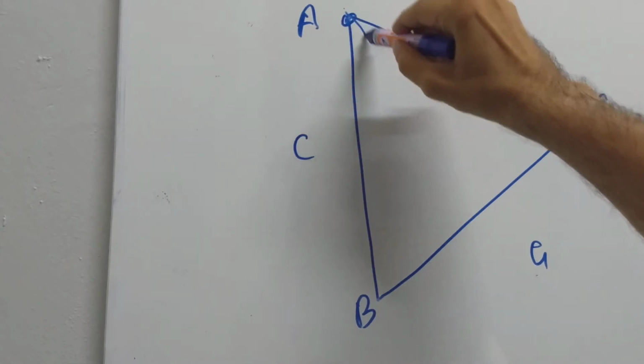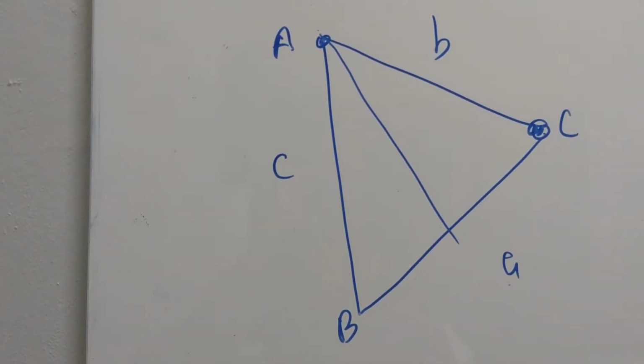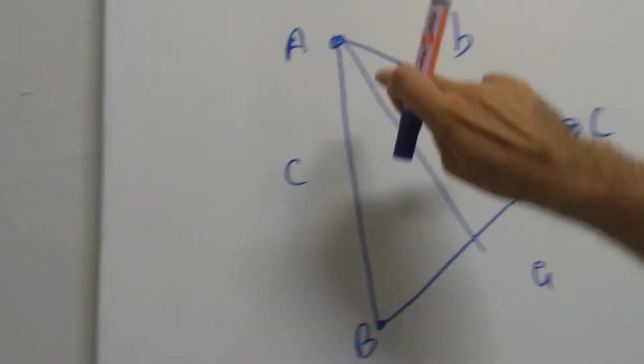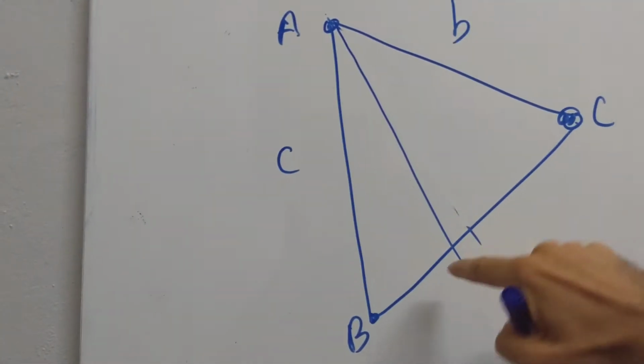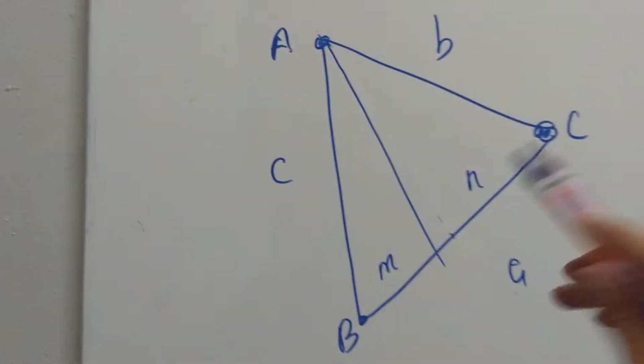And let's draw a line. This is called a Cevian line. We'll talk about Cevians some more later. It doesn't have to look like it's going through the middle. It can go through anywhere. And let's make this proportion m and this n.